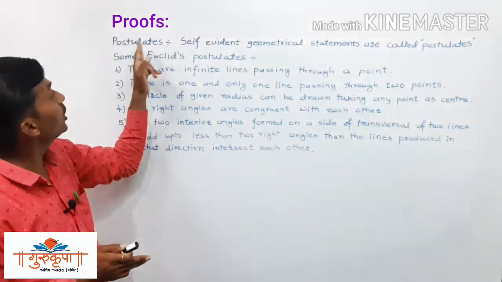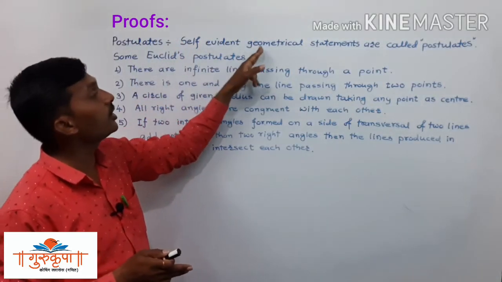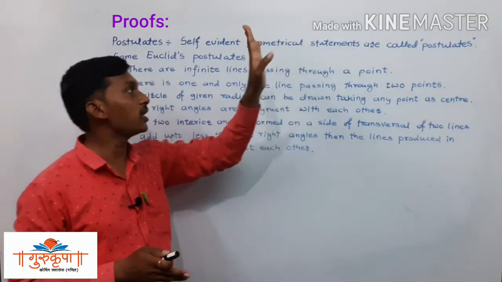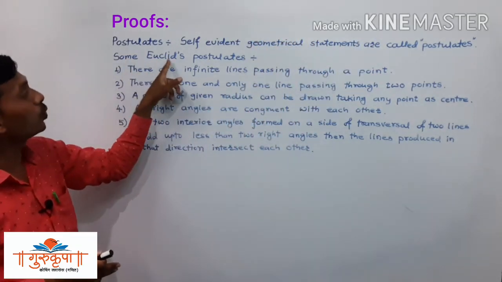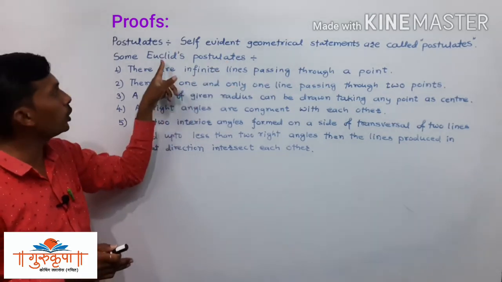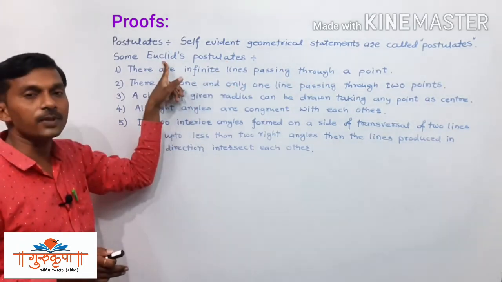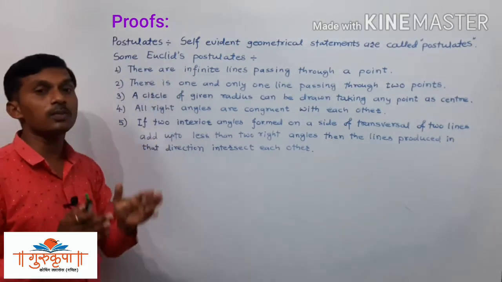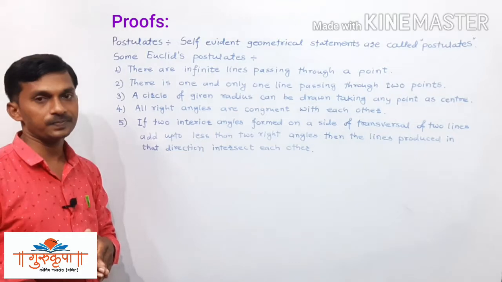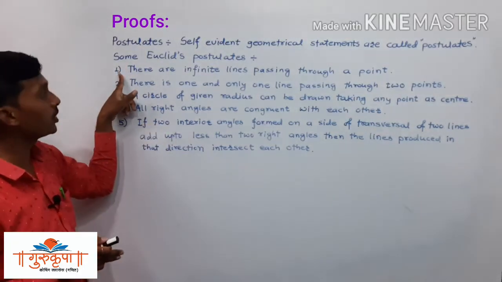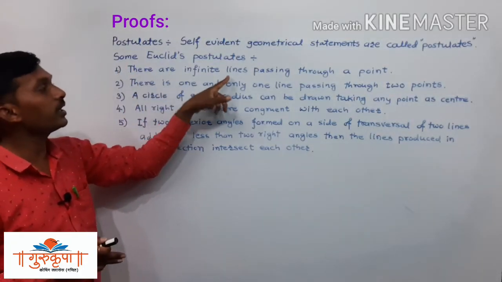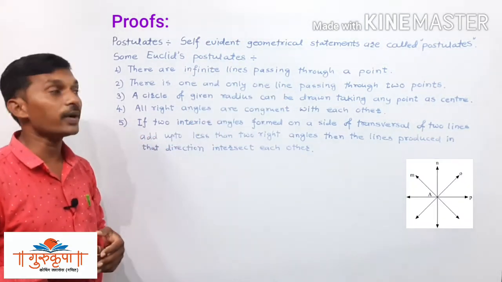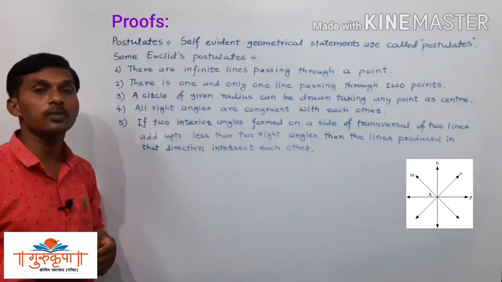So here, postulates are nothing but self-evident geometrical statements. And here we have some of Euclid's postulates. I already told you about the famous great mathematician, Euclid, and here we have given some postulates of Euclid, out of which the first one is: there are infinite lines passing through a point.